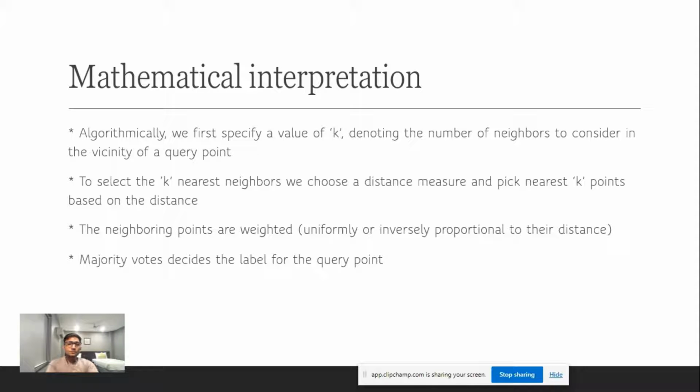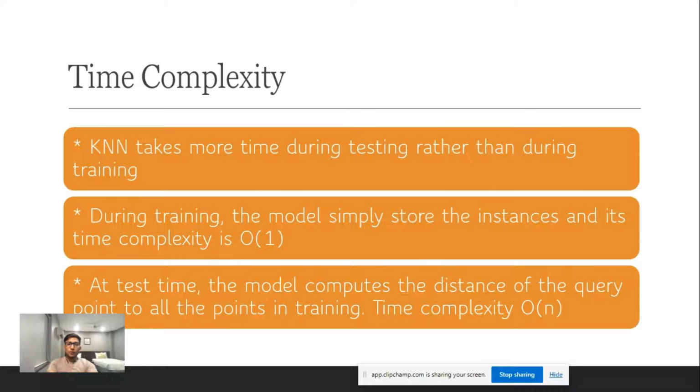To select the k nearest neighbors, we choose a distance measure and pick the nearest k points, as we mentioned. The neighboring points are weighted. Either we choose a weight of 1, that is uniform weighting, or we choose a weight which is inversely proportional to the distance. Majority vote decides the label for the query point.